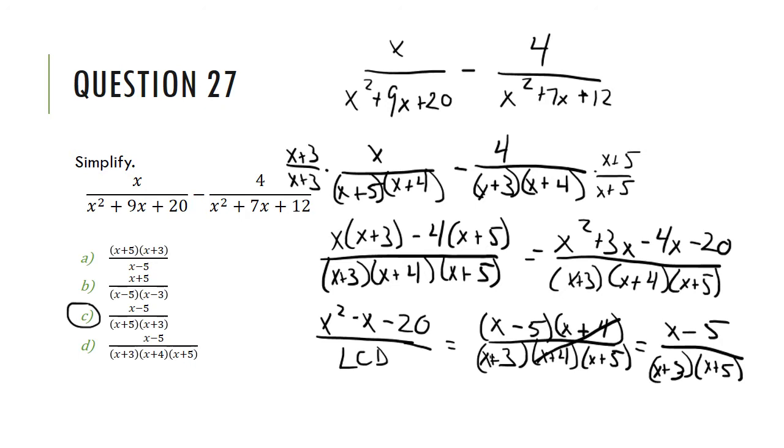And then I'm going to say, can I factor this? Well, let's look. 5 and 4, possibly. Possibly -5, +4. And I look at my LCD. I'm just going to write that back in now.